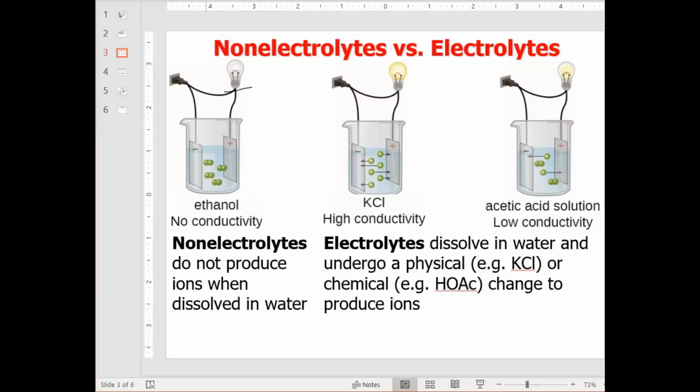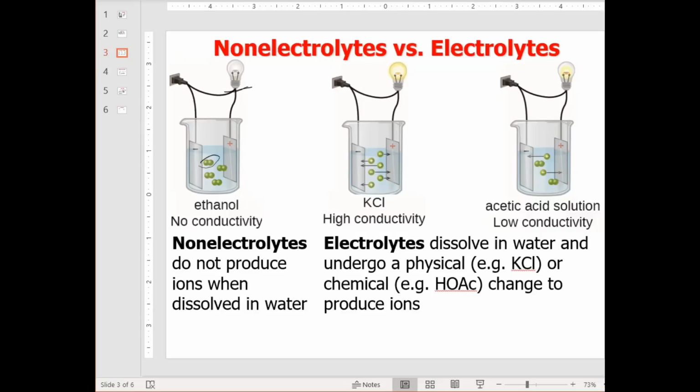Non-electrolytes do not produce ions when dissolved in water. Here is one example, the ethanol solution in water. When dissolved in water, ethanol molecules remain as molecules and do not contain dissolved ions, and then do not conduct electricity. So that's the reason here the light is off.